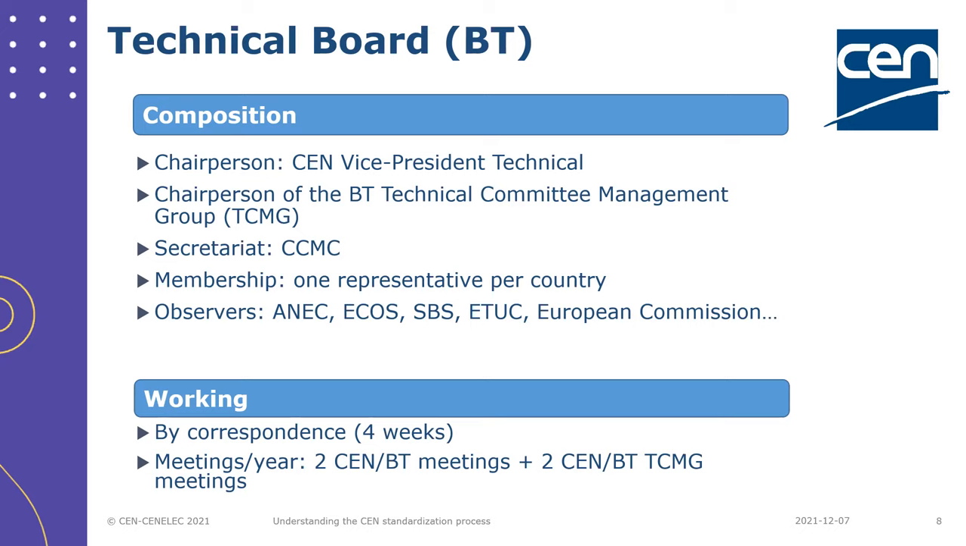For example, ANEC, ECOS, SBS, and ETUC, we call them the Annex 3 organizations of Regulation 1025 from 2012 on EU standardization. They represent the consumers, environment, SMEs, and trade unions in standardization. They are observers. There are also other CEN European partners that can also participate in the BT. And of course, the European Commission is also an observer of the technical board.